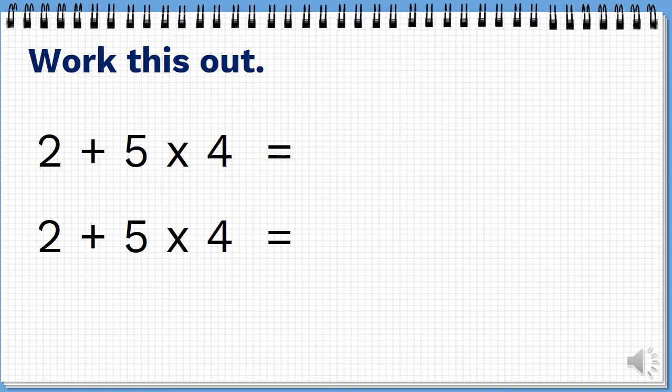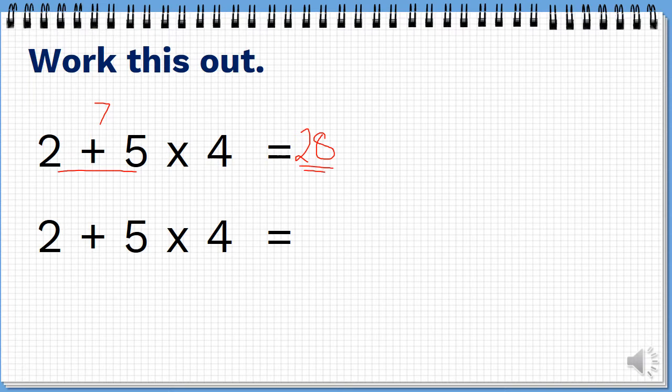The first person that tried this one decided that she would do the addition and then the multiplication. So she said 2 plus 5, that's equal to 7, and 7 times 4 is 28. She checked her answer. 2 plus 5 is 7. 7 times 4, 28. So she said, I must be right.